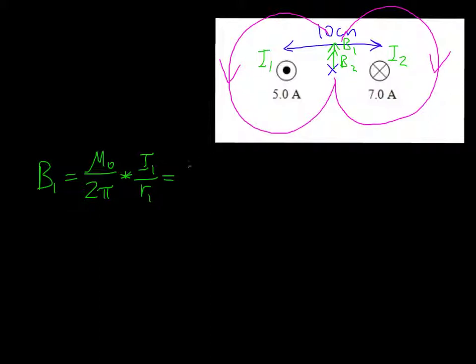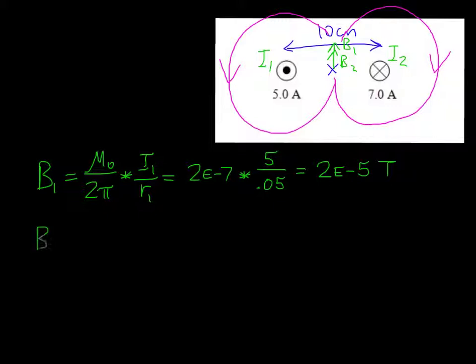Mu naught over 2 pi is 2 times 10 to the negative 7 times current 1, which is 5 amps, over the distance. Since they're 10 centimeters apart, the distance to the halfway point is 5 centimeters, or 0.05 meters. And that gives a magnetic field due to current 1 of 2 times 10 to the negative 5th Tesla.